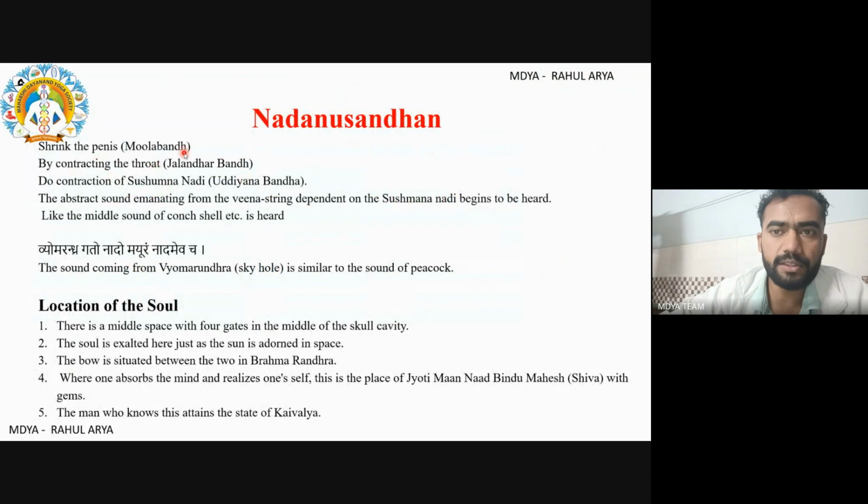The same thing: Mulabandha, then by contacting the throat do the Jalandhar Bandha, then do the Udyana Bandha. The abstract sound emanates like the Veena string. It means if we follow the Mulabandha, Jalandhar Bandha, and the Udyana Bandha, then we will get a Veena kind of sound. Depending on the Sushumna Nadi, it begins at the heart. It means we hear this sound in the Sushumna. Like the middle sound of a conch shell, it's extra. We also hear the conch shell. This kind of sound also we hear. First the Veena, then the conch shell.